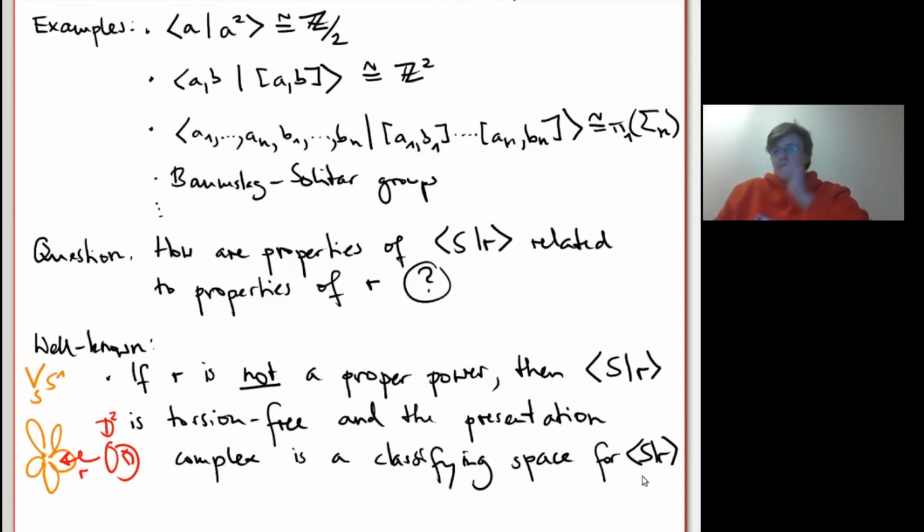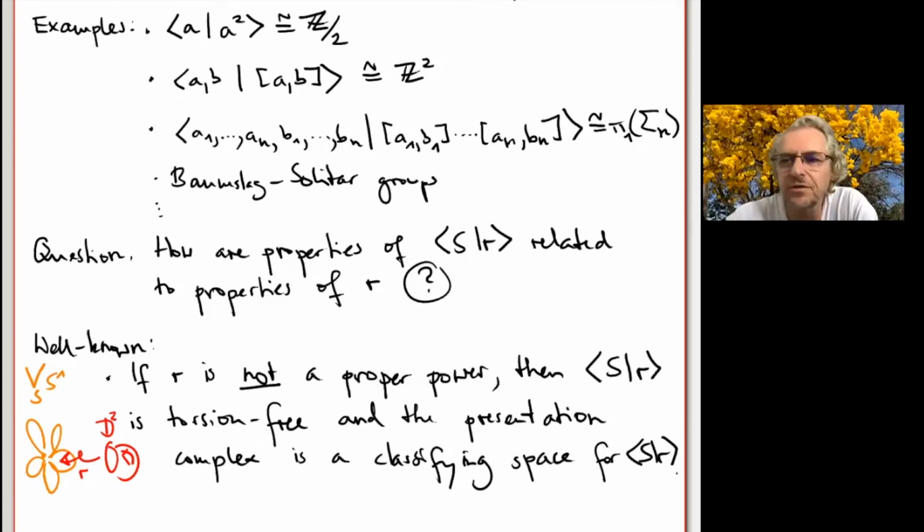Just a reminder, this means that the fundamental group of this space is the group itself. This is always true if you have a presentation complex, but the harder condition to satisfy is that you have no higher homotopy groups, or in other words, that the universal cover is contractible.